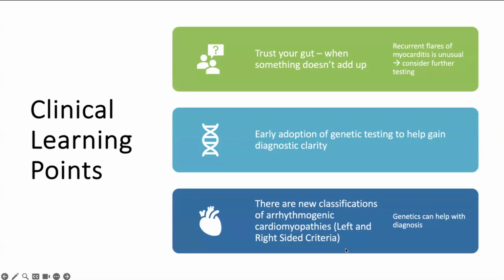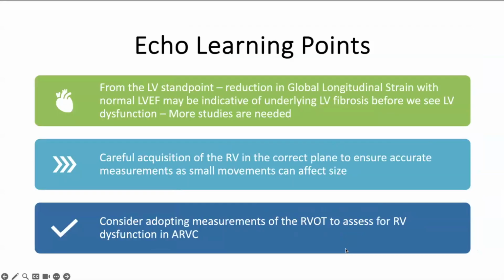But that goes into my next point, that maybe early adoption of genetic testing will help us gain some diagnostic clarity. Compared to 2 years ago, or 5 years ago, it's so much easier to get genetic testing, and the panel has expanded so much from 10 genes to 30 plus genes that we test for. So early adoption of genetic testing may help to gain diagnostic clarity. And then there are new classifications of arrhythmogenic cardiomyopathies that are much better to look at both the left and right-sided disease. There's new criteria to assess for both.